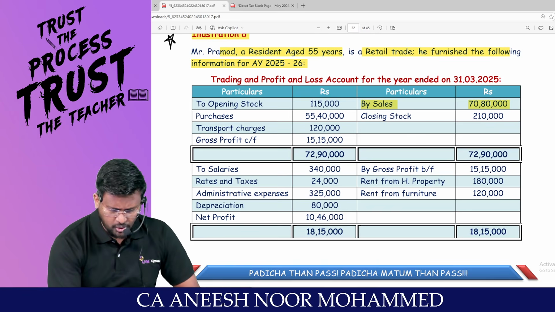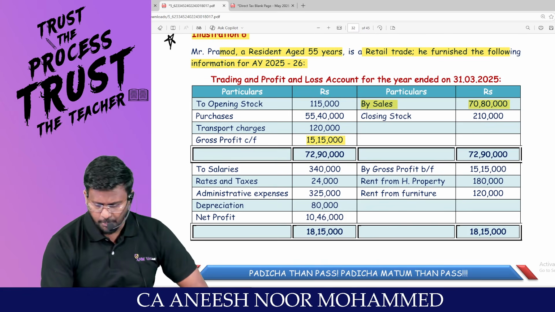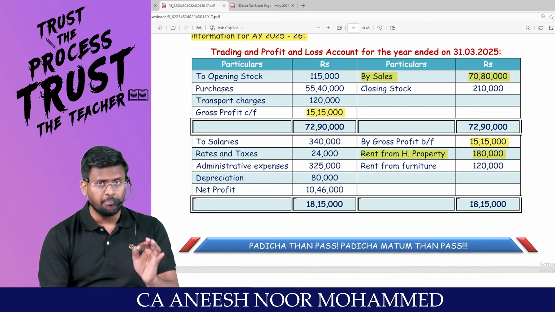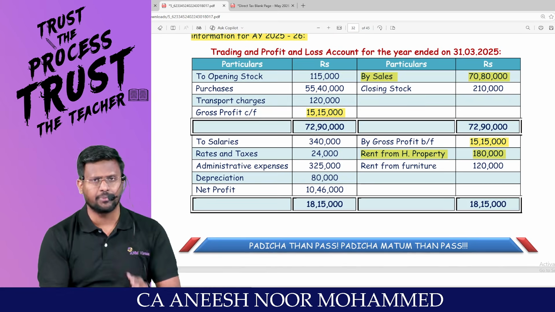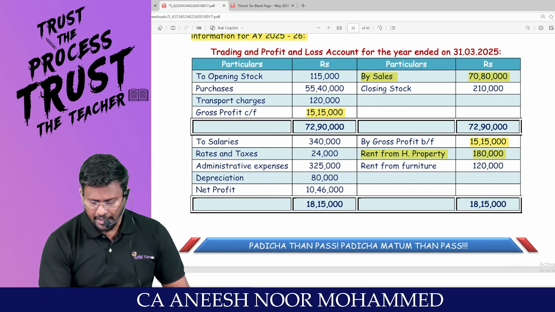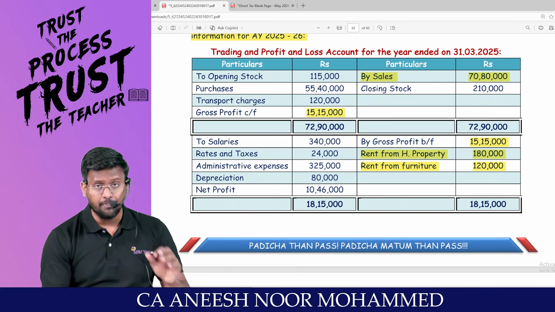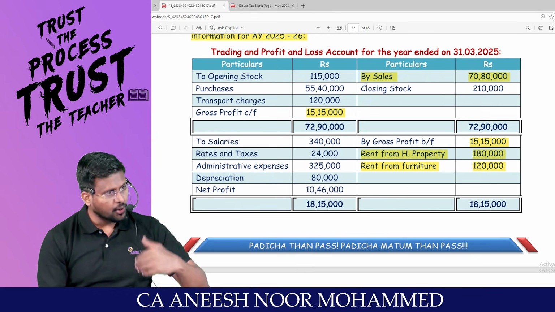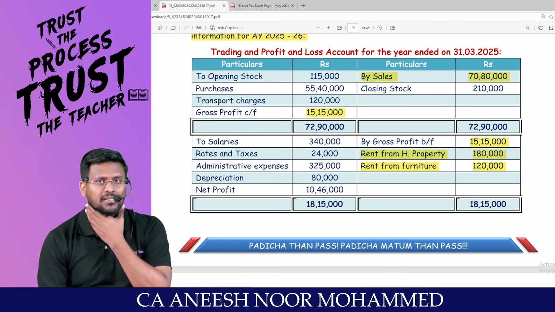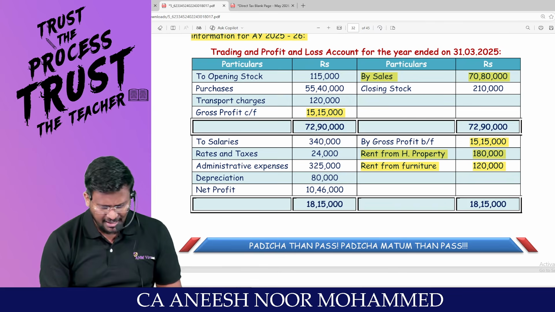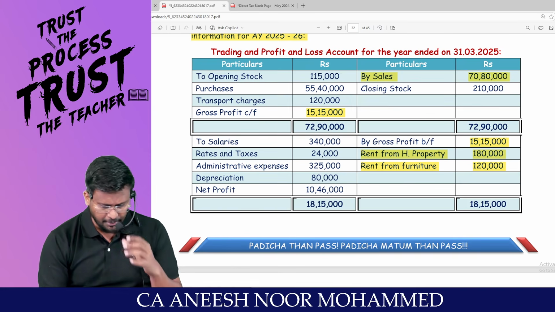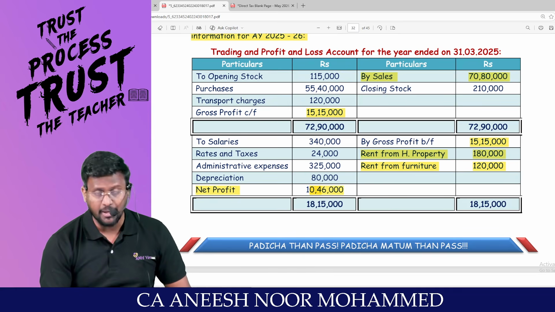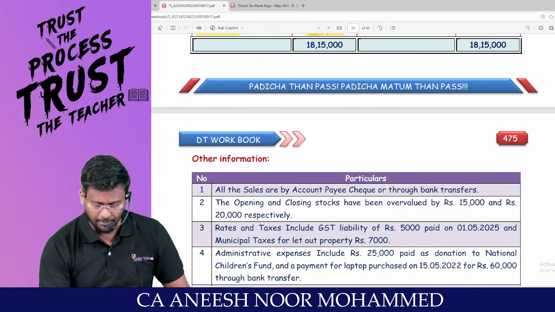Closing stock given, opening stock given, purchase given, transport charges given, GP given. Rent from house property is an impurity for PGBP, should be deducted from PGBP and included in IFHP. Rent from furniture is an impurity for PGBP, it's IFOS income, because by letting out furniture, if you have rent, that should be taxable under IFOS. Salary given, rates and taxes given, administration expense given, depreciation given, net profit given. That net profit will have impurities. We have to remove those impurities.